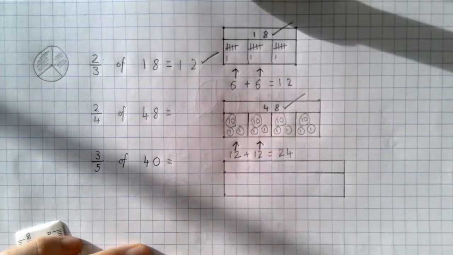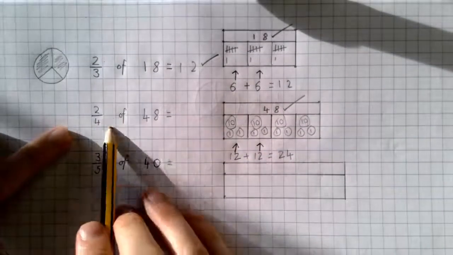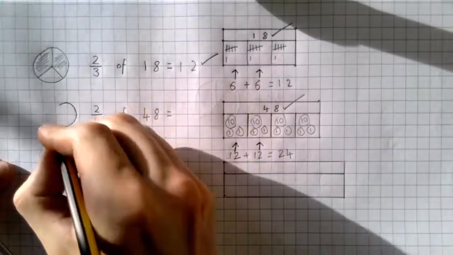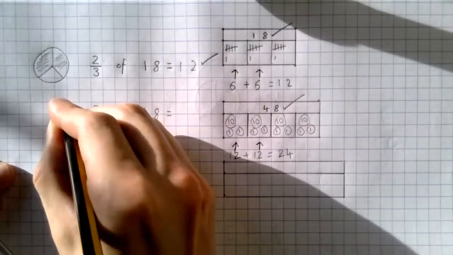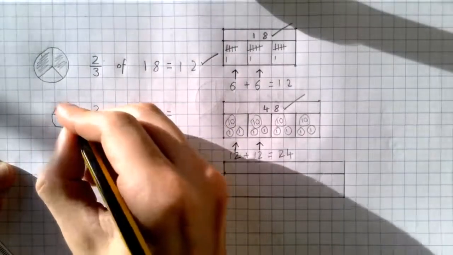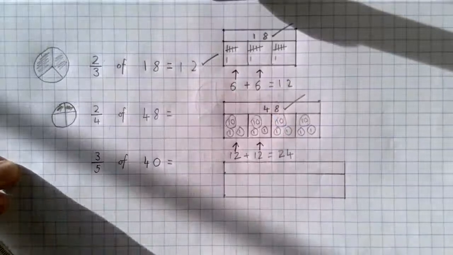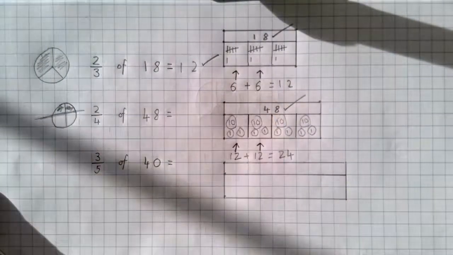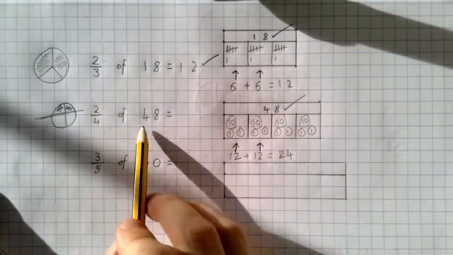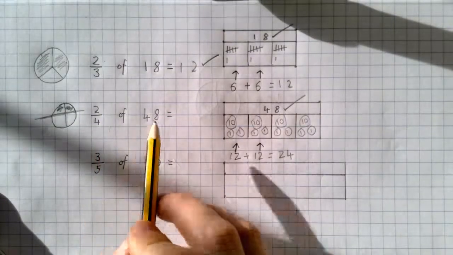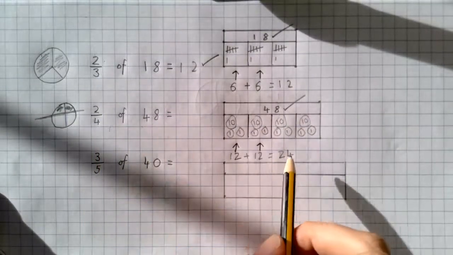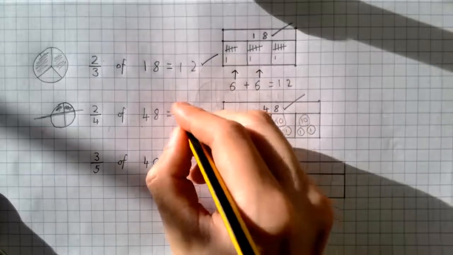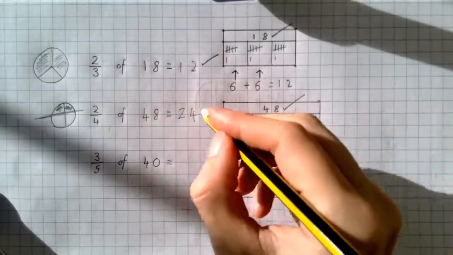Now, did anyone notice that 2 quarters looks like this? However, I mean, it's a pretty bad drawing because they should be equal, but it's also the same as a half. And if we think about half of 48, half of 40 is 20, and half of 8 is 4. So always think about how we can check for sensible answers and how we can double check our own work.